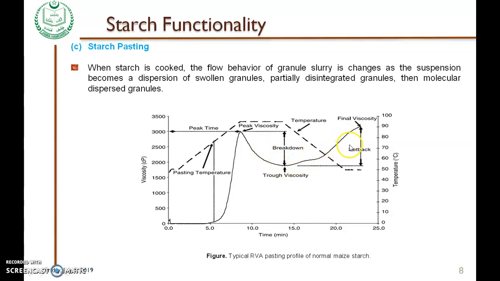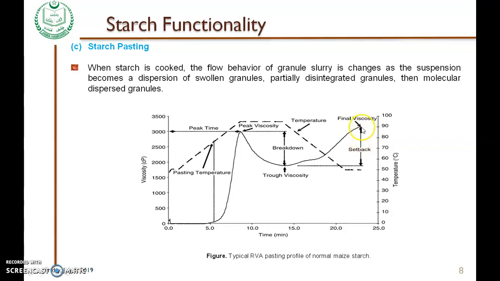Then we come to the setback. What is setback? After the heating, there is a cooling process. In this cooling process, there is a reassociation between the starch molecules, and it is referred to as setback. It involves retrogradation, reordering of the starch molecules, and correlates with the texture of various products.